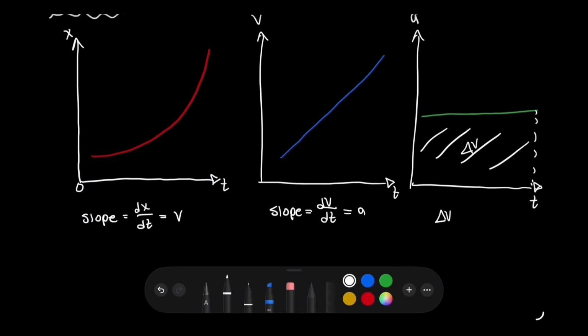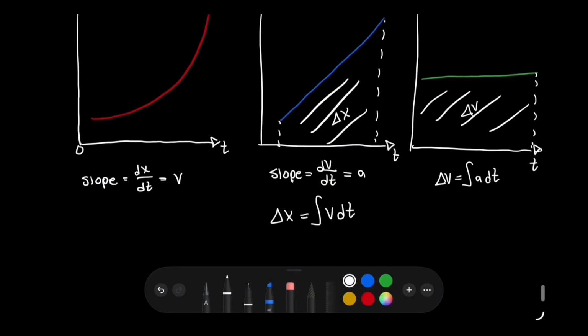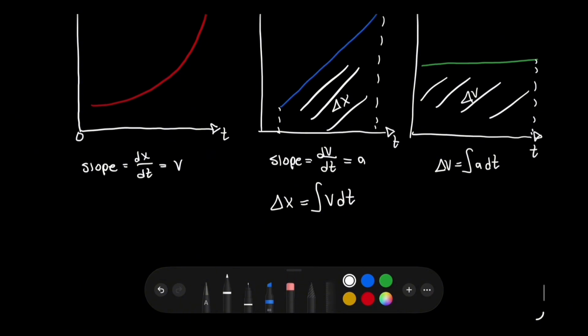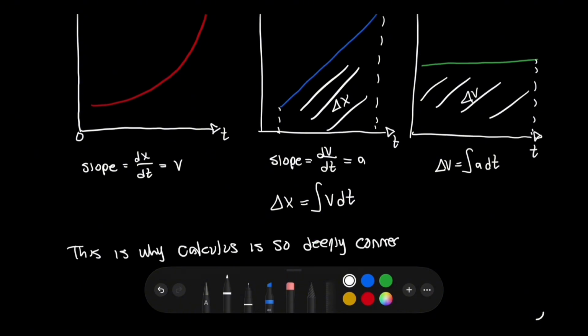And then going backwards, the area under the curve of the acceleration time graph is equal to our change in velocity. And it's also denoted by the integral of the acceleration. That essentially means the same thing. And then also the area under the curve, or the integral of the velocity, is equal to our change in displacement. And so this is why calculus is so deeply connected with physics.